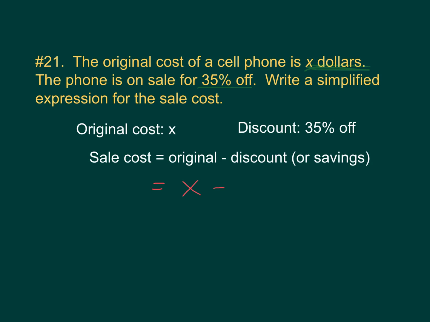Now the discount is 35% off. I will write 35% as a decimal. So 0.35, but that doesn't make sense. You can't have the price minus a percent. So you find out discount is 35% off the original cost. So that means it is 35% times X, or 0.35x.